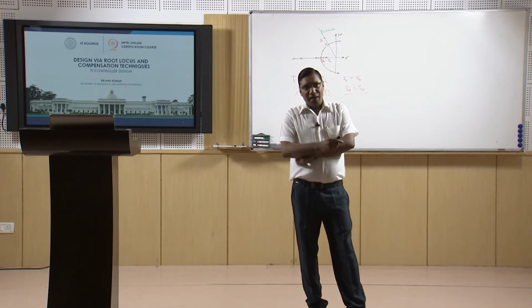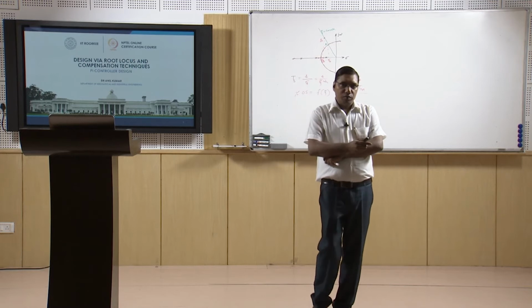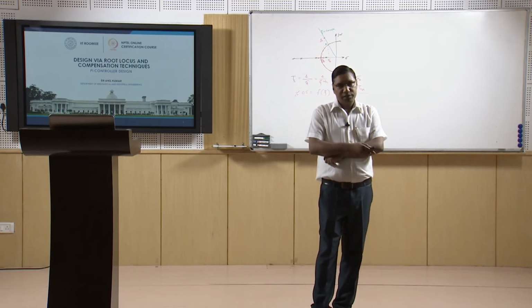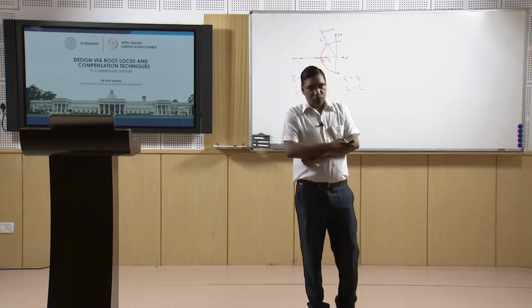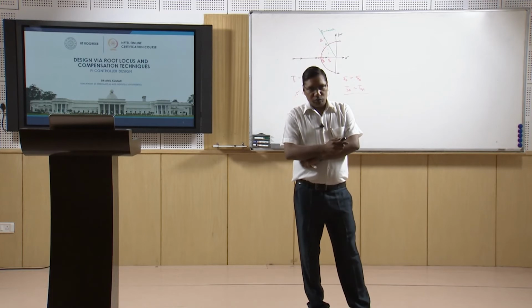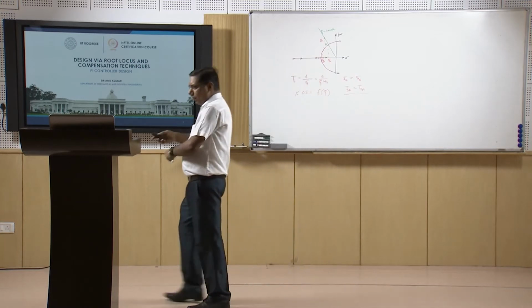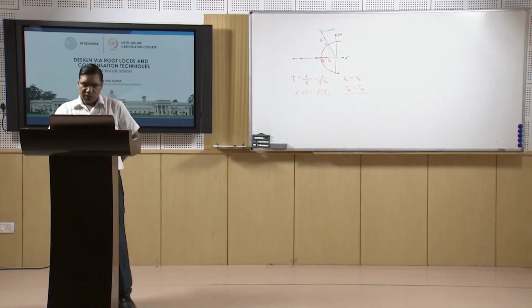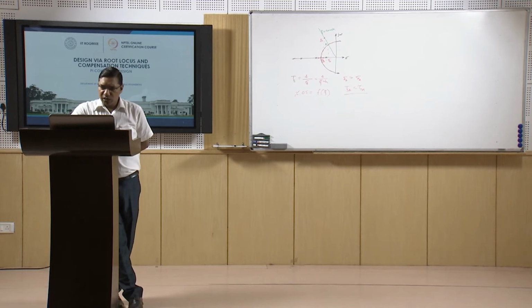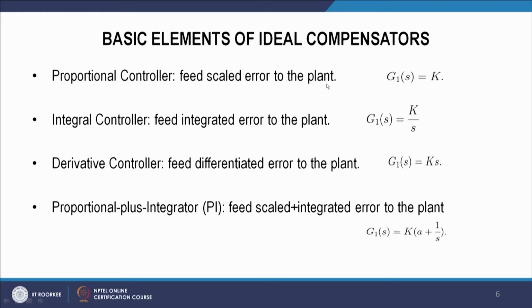There are other passive compensators, or we call them lag or lead compensators. So they don't need external power. In this lecture we are going to talk about ideal compensators. Here we can see there is the proportional controller. The proportional controller gives feedback by scaling the error of the plant.